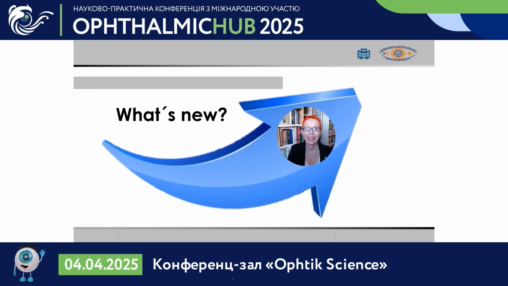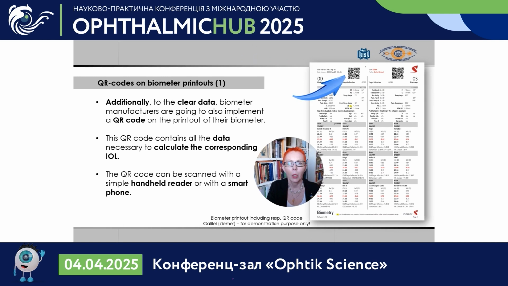So, what is new? A very useful feature has been added to IOLCon lately, and I would like to introduce you to it. When you look at the printout of some biometers lately, you might see a QR code on top of that page. What's behind those QR codes? Additionally to the clear data on the printout, biometer manufacturers are going to also implement such QR codes on the printout of their biometers. This QR code contains all the data necessary to calculate the corresponding IOL. The QR code can easily be scanned with a simple handheld reader or with a smartphone.